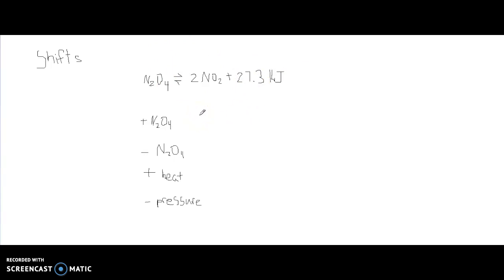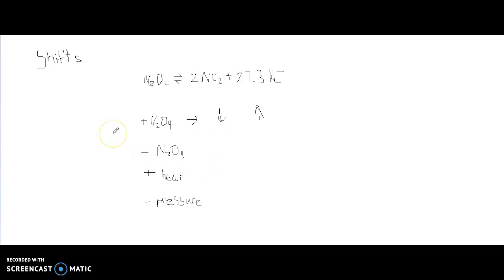So if we're going to add N2O4, that is going to change the concentration and make this side of the equation more concentrated. So it's going to shift the equilibrium to the right side of the equation because you're going to go to the opposite side. So the concentration of N2O4 is going to go down, but the concentration of NO2 is going to go up.